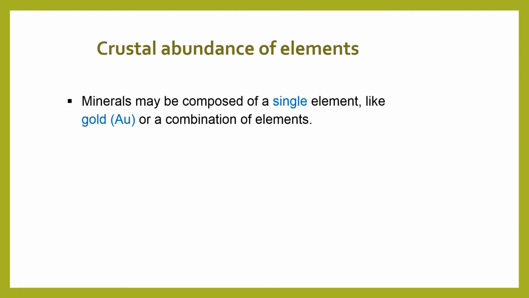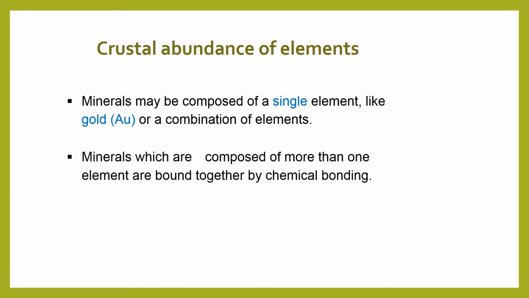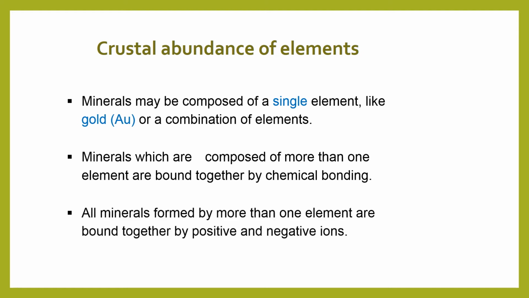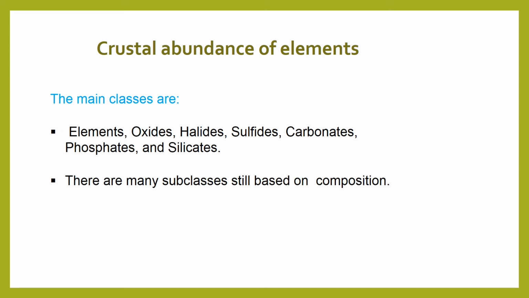Okay, minerals may be composed of one single element or more. One single element, such as gold, or a combination of elements, which are the rest of minerals. Minerals which are composed of more than one element are bound together by chemical bonding. The main classes for our classification to study are elements, oxides, halides, sulfides, carbonates, phosphates, and silicates. Of course, there are many subclasses, but we cannot study all that because we will not have enough time for it.